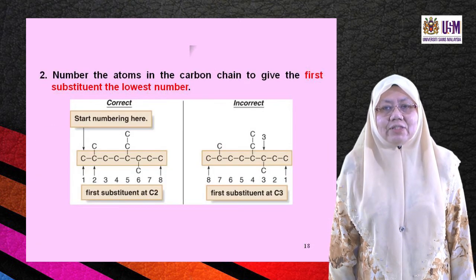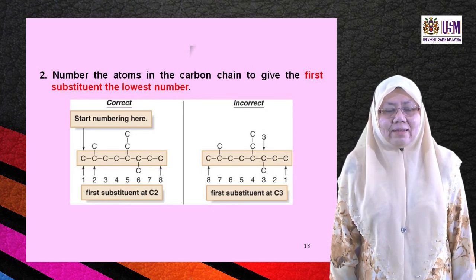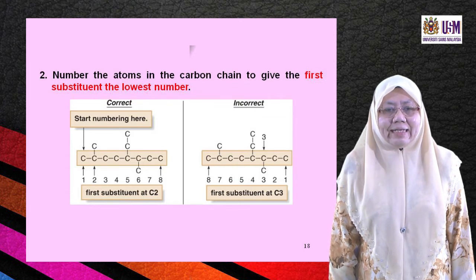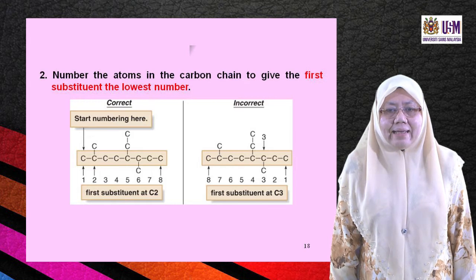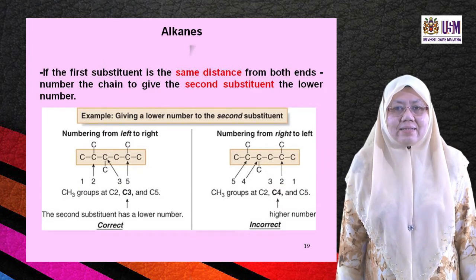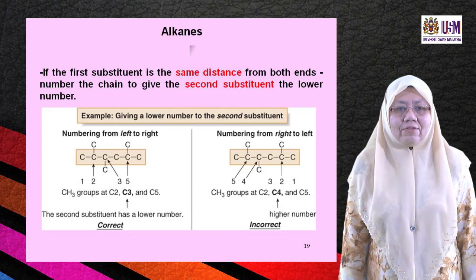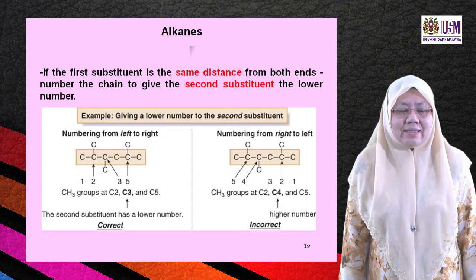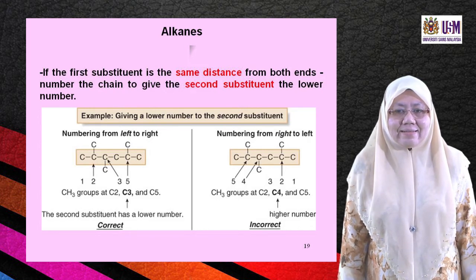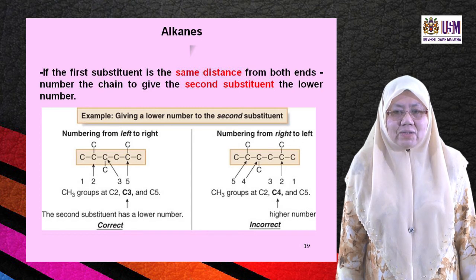Number the atoms in the carbon chain to give the first substituent the lowest number. For instance, we number the chain from left to right in the example given below, and not from right to left. If the first substituent is the same distance from both ends, number the chain to give the second substituent the lower number. For instance, the one on the left shows the CH3 groups at C2, C3 and C5, whereas the second shows the CH3 groups at C2, C4 and C5. So the correct one is where the second substituent has the lower number.